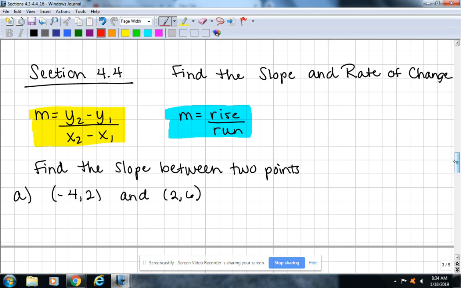All right, so section 4.4 is talking about finding a slope and a rate of change. Now, a rate of change is also a slope, okay? We just sometimes call it a rate of change in some application problems. But anytime you see rate of change, I want you to think slope, okay? So there's two ways you can find a slope, depending on what kind of information you're given.